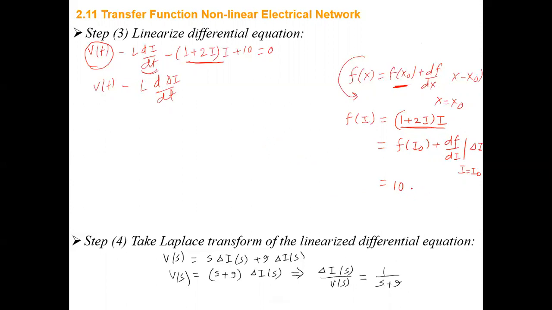So this guy is 9 here. Then delta I. Okay, when you linearize this, you get minus 10 minus 9 delta I plus 10 equals 0. This is how you linearize it. So from here, what do you get? This 10 and 10 cancel out. They cancel each other.